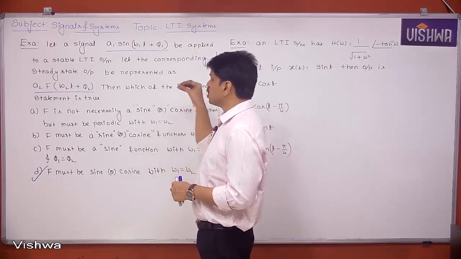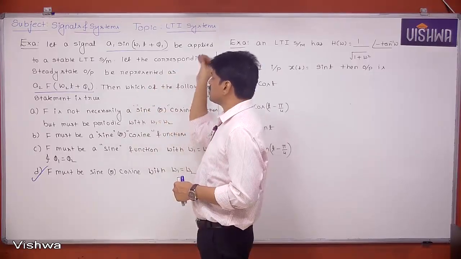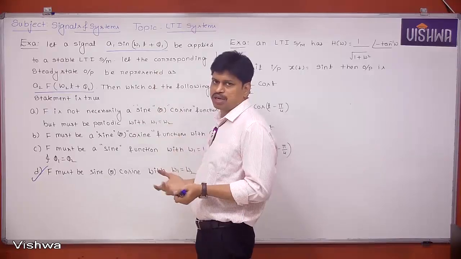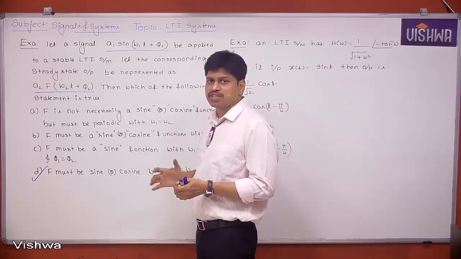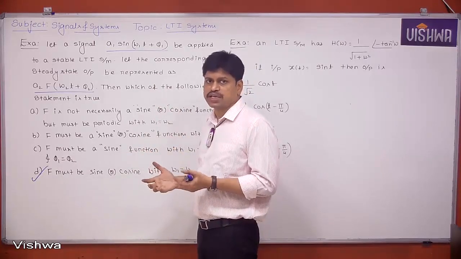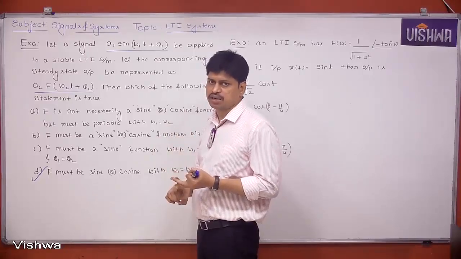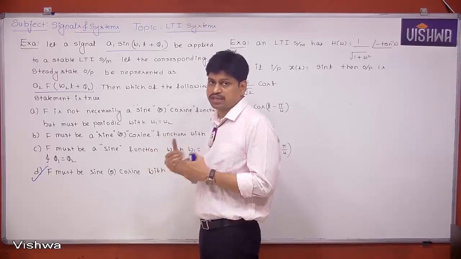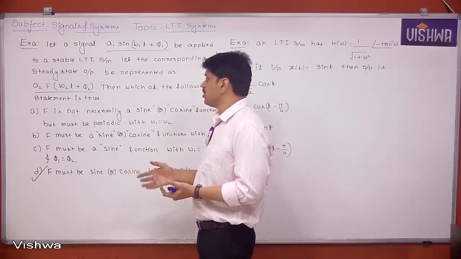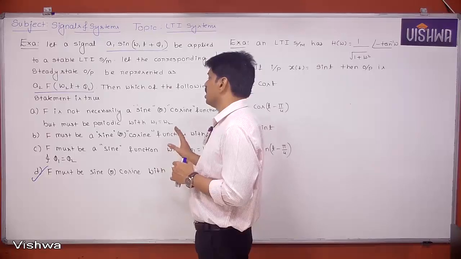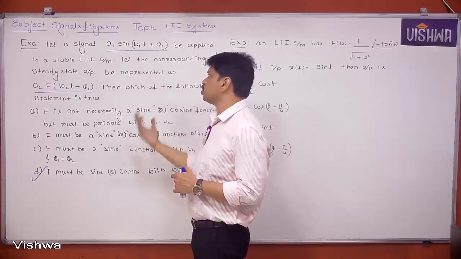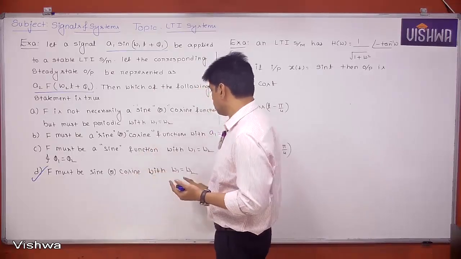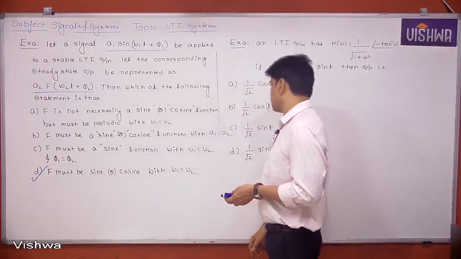So the system is introducing some phase and some magnitude. Suppose the system is introducing pi by 2 phase, 90 degrees, then the sine curve will become a cos curve. That doesn't mean the sine curve is going to become some other function. It is either sine or cos only that we get in the output. And A1 may change, that means magnitude may change. Phi 1 may change, that means phase may change. But frequency has to be the same. So option D is correct.